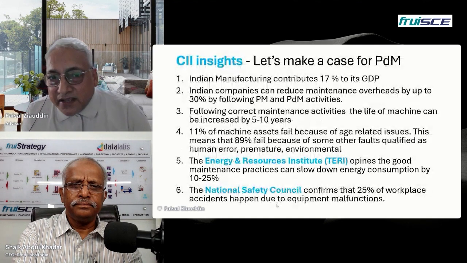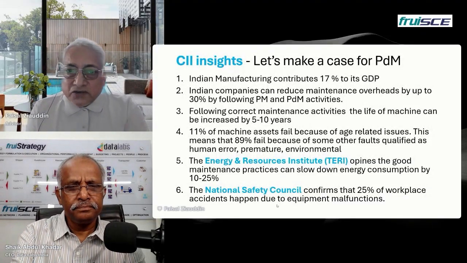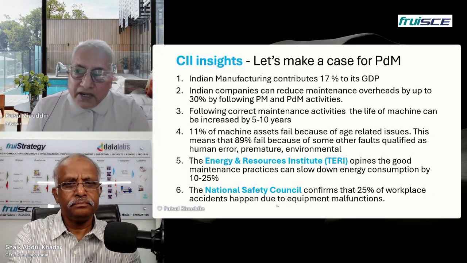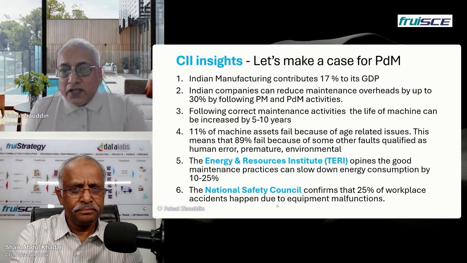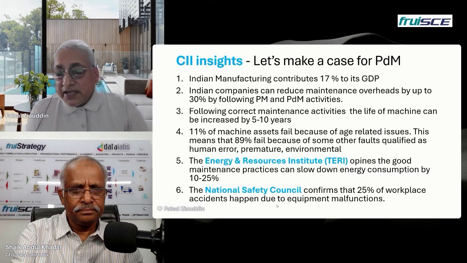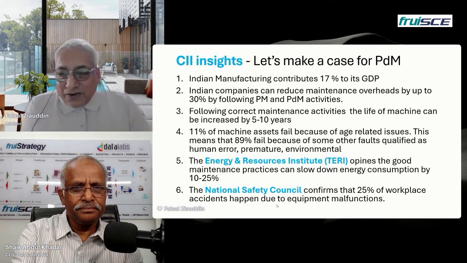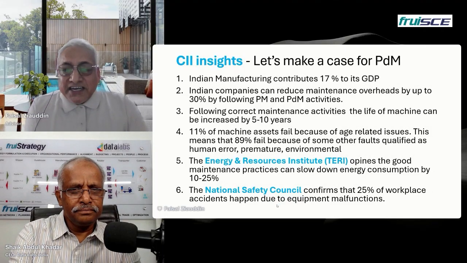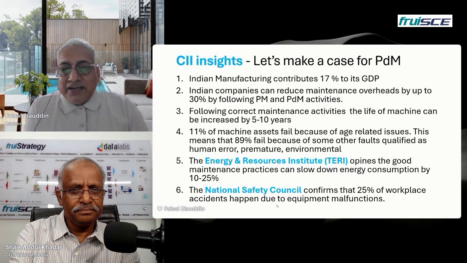CII insights, let me make a case for predictive maintenance. Indian manufacturing contributes 17% of its GDP, a big number. Indian companies can reduce maintenance overheads by up to 30% following preventive and predictive activities. Following correct maintenance activity, the life of the machine can be increased by 5 to 10%. And this is a surprising figure that I found on Google: 11% of machine assets fail because of age-related issues, and this is debatable. Maybe somebody in the organization can ask where you got this figure.